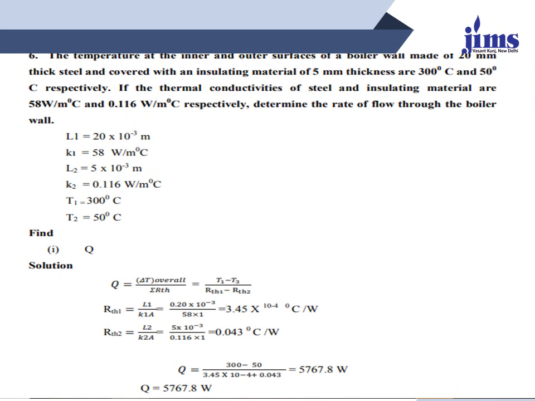The temperature at the inner and outer surface of the boiler wall made of 20 mm thick steel and covered with an insulating material of 5 cm thickness are 300 degrees centigrade and 50 degrees centigrade respectively. If the thermal conductivity of the steel and insulating material are 58 watt per meter degree centigrade and 0.116 watt per meter degree centigrade respectively, calculate the heat loss through the boiler wall.